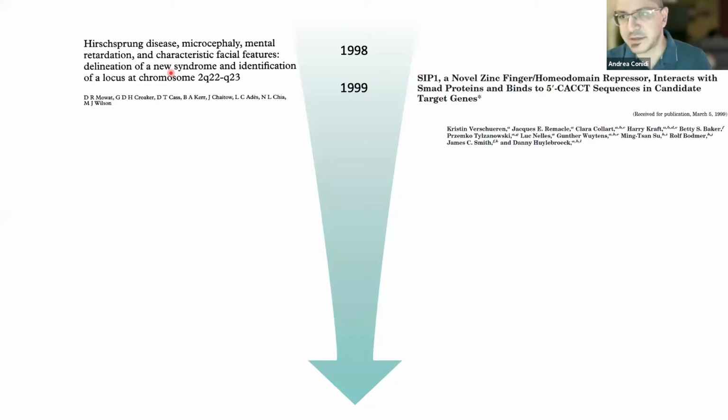In 1999, in the group of Danny Huylebroeck, with whom I worked in the last 15 years, a gene was cloned, it was identified, that was called SIP1, standing for Smad Interacting Protein 1. SIP1 is now being called ZEB2, that is the interest for this talk. And it was recognized as a transcription factor, so a protein that can bind the DNA in specific target genes, and was identified in a screening to find interactors for another class of proteins called SMAD proteins.